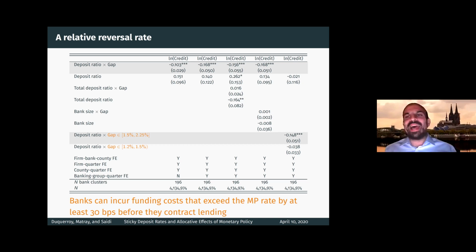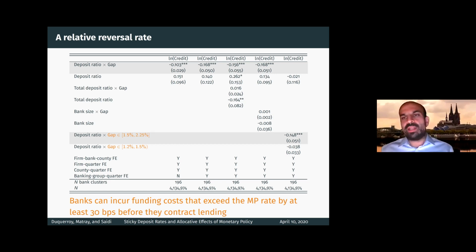So this gives you a lower bound for something you may call the relative reversal rate. The reversal rate refers to a concept introduced by Markus Brunnermeier and Jan Koby, who, by the way, was on the job market this year. They argue the reversal rate is the rate below which even expansionary monetary policy may become contractionary. We believe that if monetary policy is transmitted to the real economy via banks, then maybe you would want to link this reversal rate to something on the bank's balance sheet. And banks' funding costs may be a very natural component to look at here.